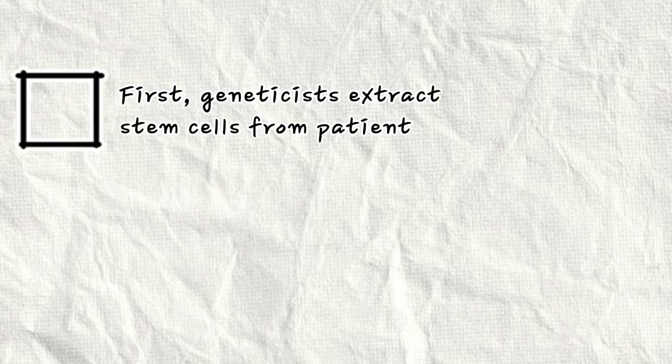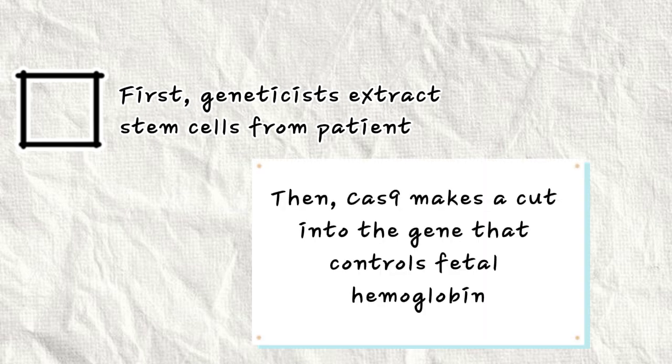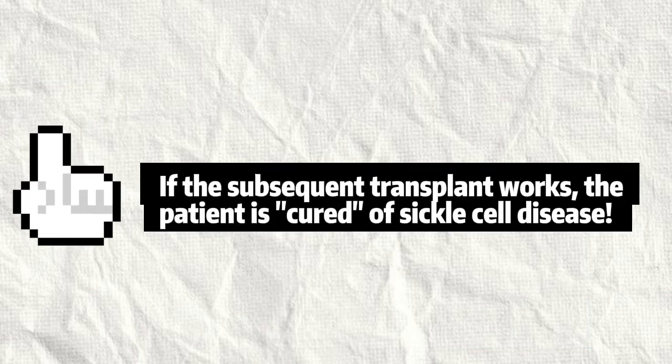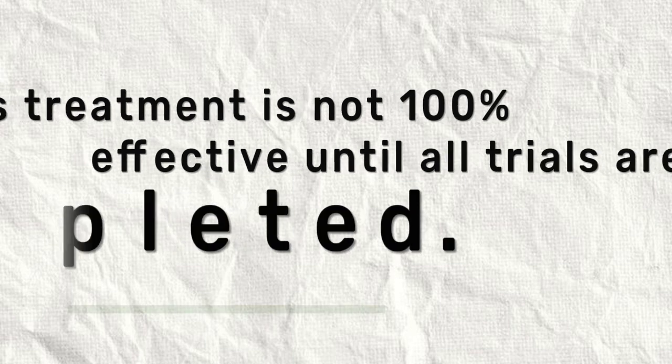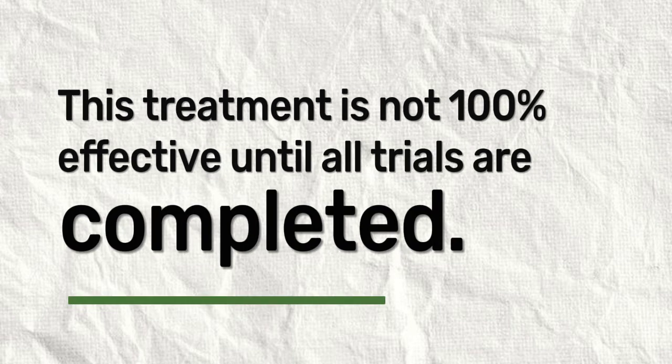Well, I'm glad you asked. First, geneticists extract stem cells or differentiated cells from the patient. Then, Cas9, remember the enzyme I was talking about, makes a cut in the gene that controls fetal hemoglobin, which is normal hemoglobin. It's good. If the subsequent transplant works, the patient is cured, quote unquote, of sickle cell disease. This treatment cannot be labeled 100% effective, though, until all trials are complete.